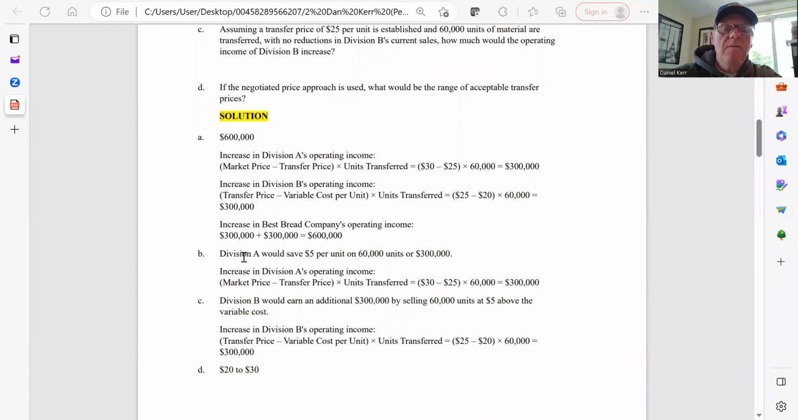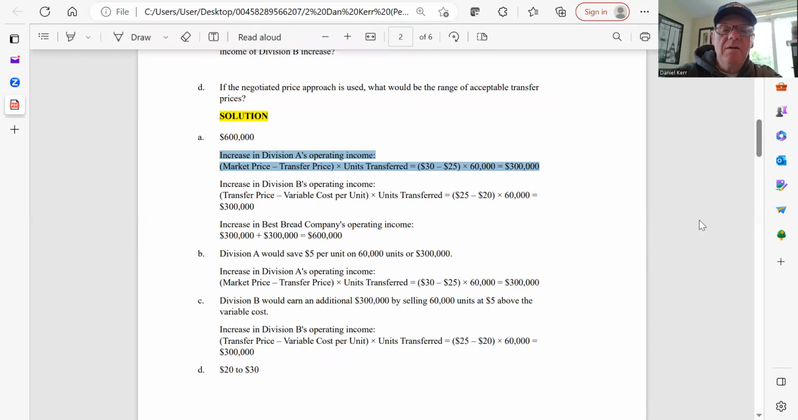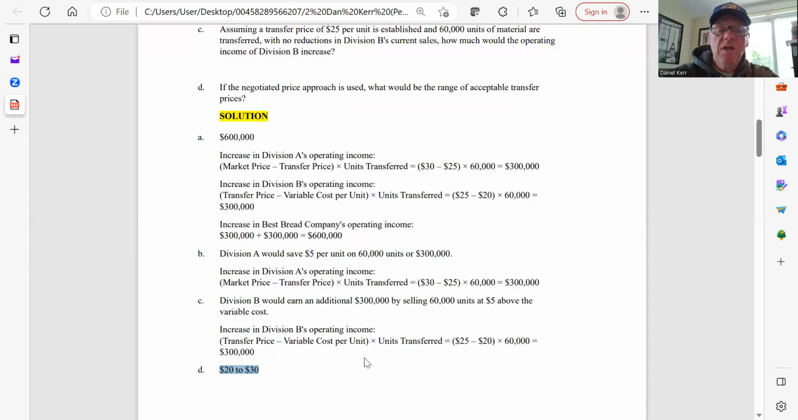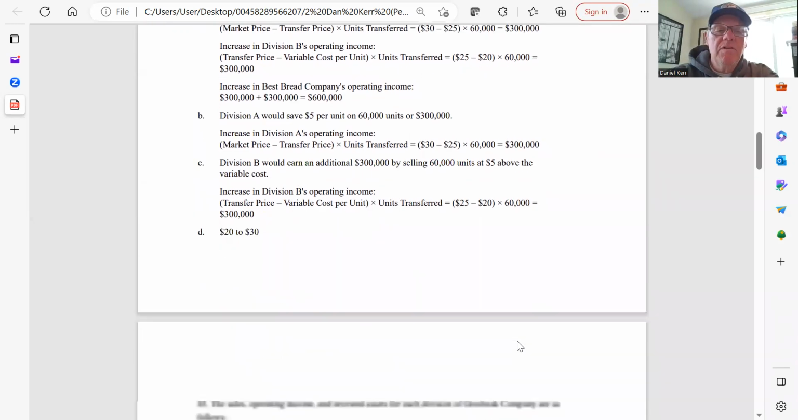Right? So in this one, you've already got this information. Income for Division A is the same as what it is down below. And what's the effect on Division B? Well, you can see that for Division B it's the same calculation you had done earlier. And then here's the range, which we had already talked about. At a minimum, you've got to at least cover the variable cost. And at a maximum, you don't want to end up paying internally more than you pay the external supplier. Okay, that's number 34.